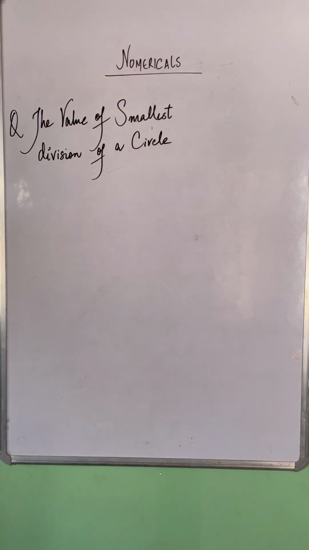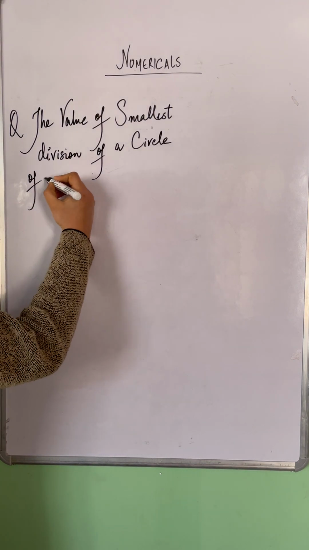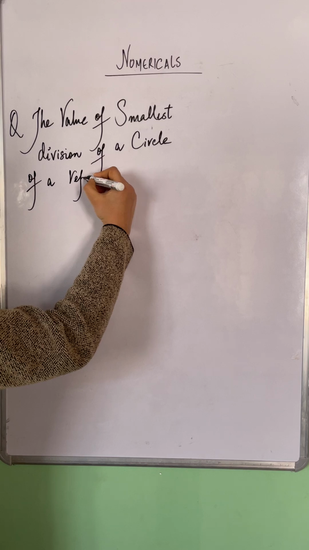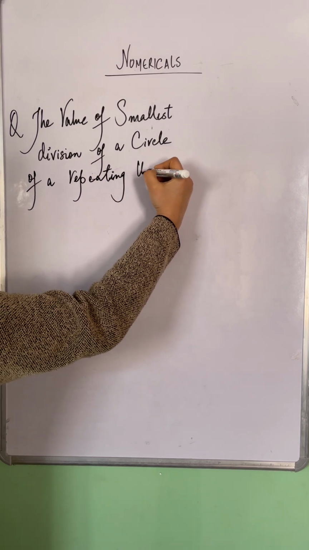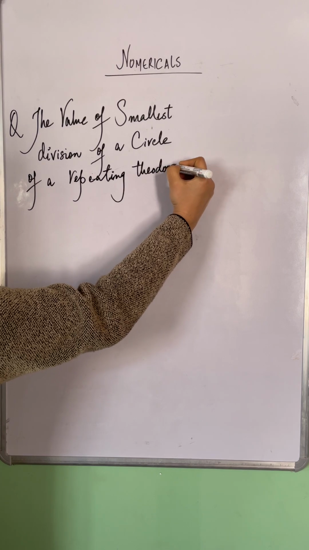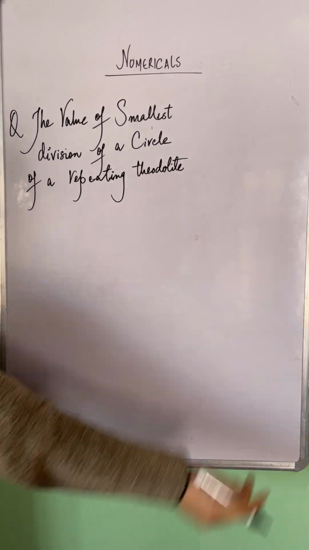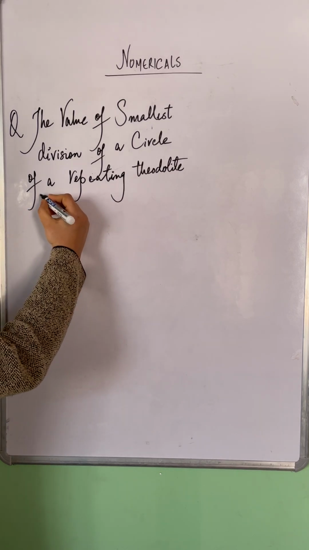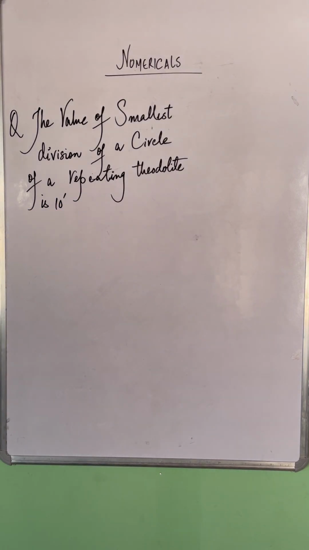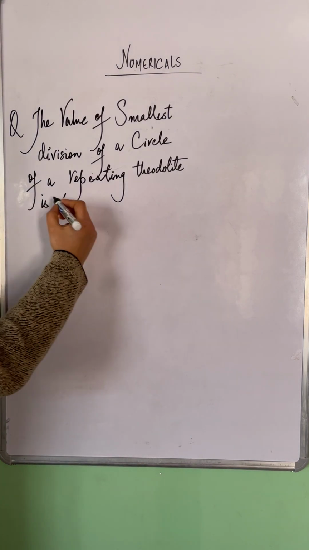The value of smallest division of a circle of a repeating theodolite is 10 minutes. Design a suitable vernier to read up to 10 seconds.